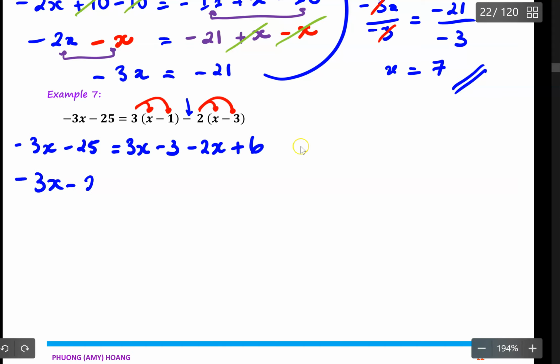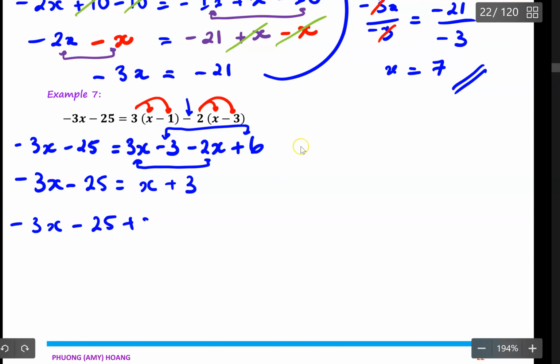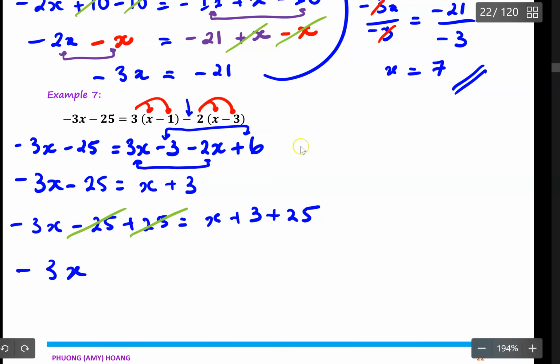Okay, so let's continue on. I should simplify the right-hand side. This, simplify that, should give me 1x. I can just write x. This, add 6. I should have positive 3. So now what you can do is get rid of 25 on this side. So you add 25 on both sides. I don't have any more 25. I just have negative 3x. On this side of the equation, you see that these two combined, you should have 28.